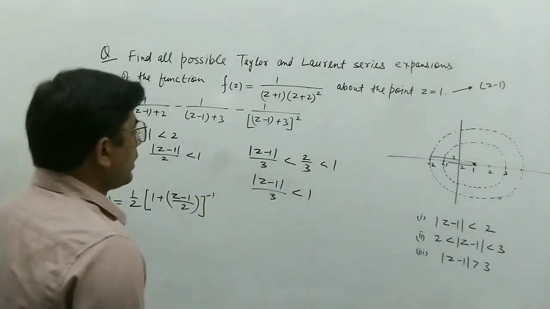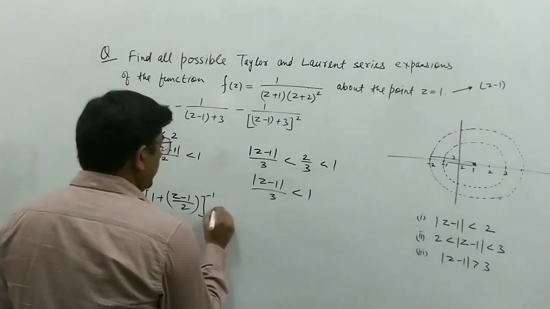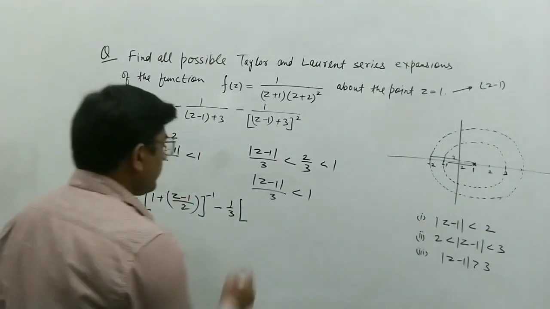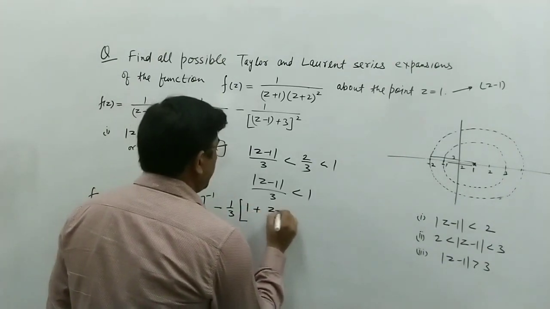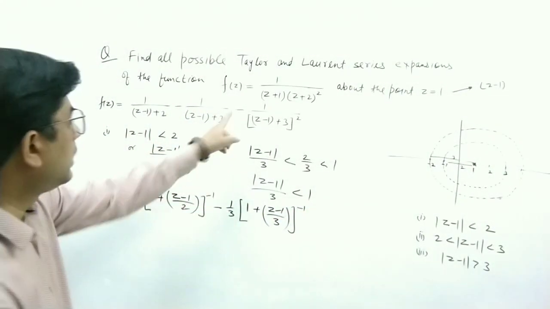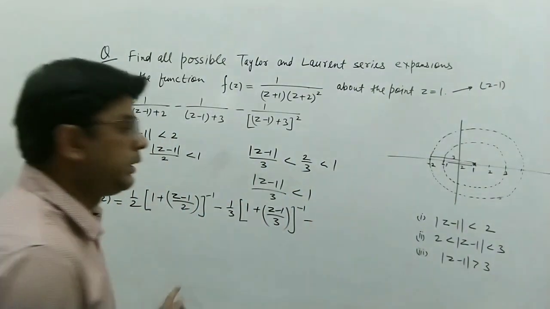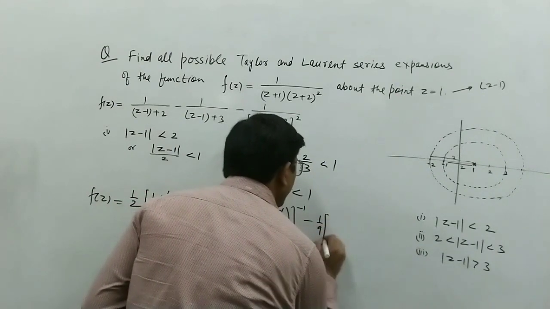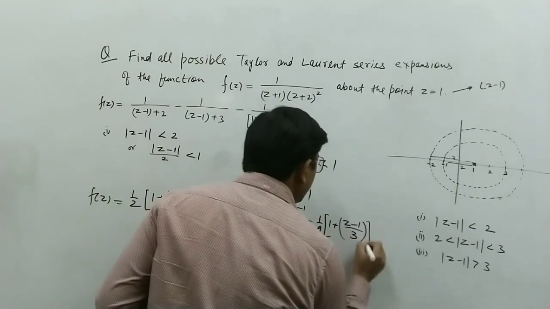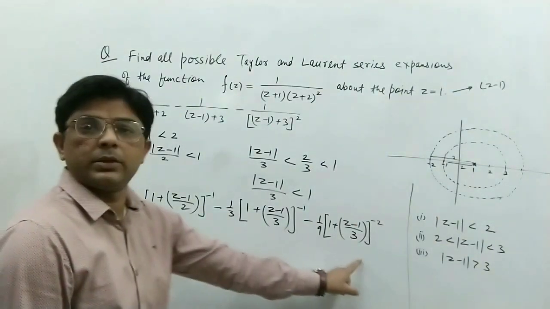Now here we will write in the form of z minus 1 upon 3. Again we take 3 common from here, so 3 is outside. So this will be 1 plus z minus 1 upon 3 raised to the power minus 1. And the third term we take 3 common again, so the outside is 3 square, that is 9. So 1 by 9, 1 plus z minus 1 upon 3 raised to the power minus 2. So these are the 3 terms.